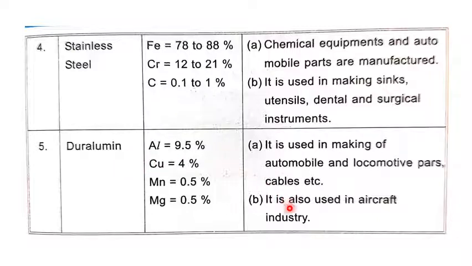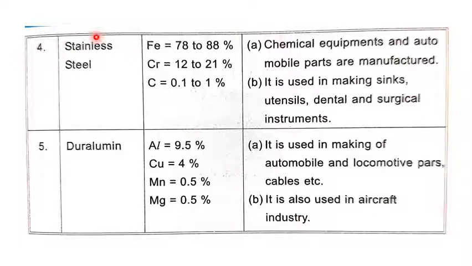Okay, next, it is also used in the aircraft industry. Duralumin alloy is weightless, that's why it is used in the aircraft industry. It is also used in aircraft industry.